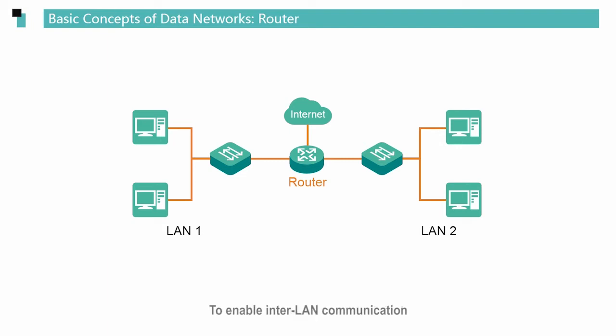To enable inter-LAN communication, you need a layer 3 device, a router. The icons used in this figure are the standard ones used by Huawei.